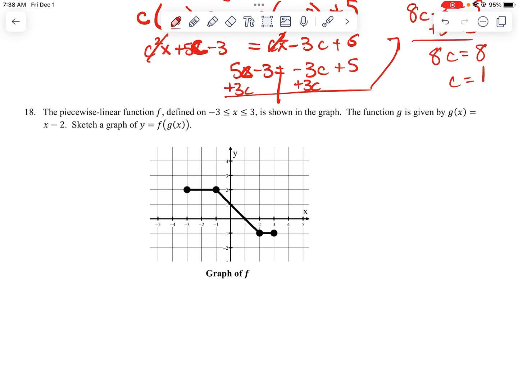And then this last one, there's a linear piecewise function defined on -3 to 3 shown in the graph. The function is given by f of x minus 2. So this is really f of x minus 2. So I just move it to the right 2. So right 2, right 1, 2, 1, 2. And we have our graph.